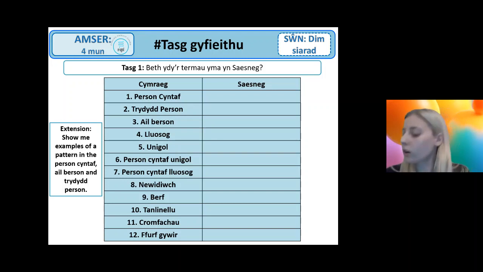So if we say 2 funud, 2 more minutes, just to translate these into English. Okay, so we just had a question in the chat. It asked, beth ydy trydydd person? So what's the trydydd person in English? So that is the third person. So if the trydydd person is the third person, have a think, what's the person cyntaf? Think of dates.